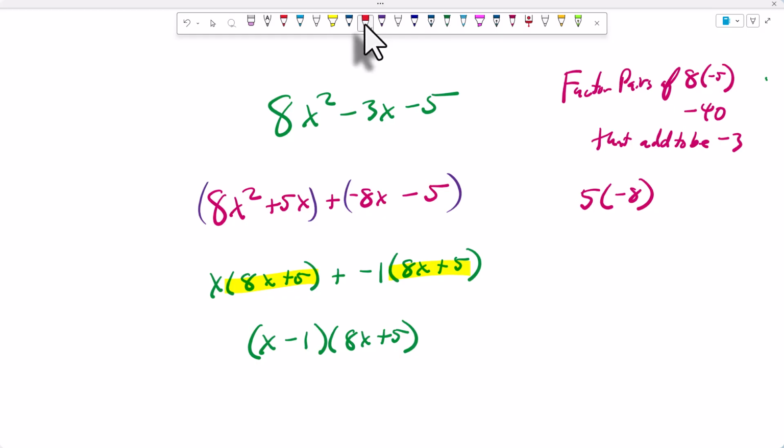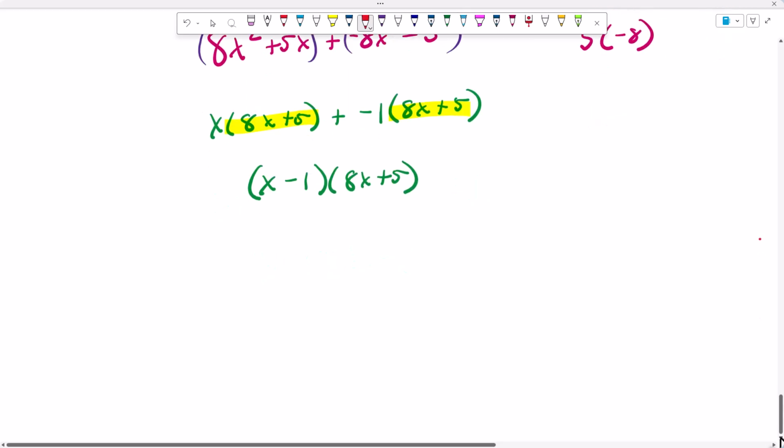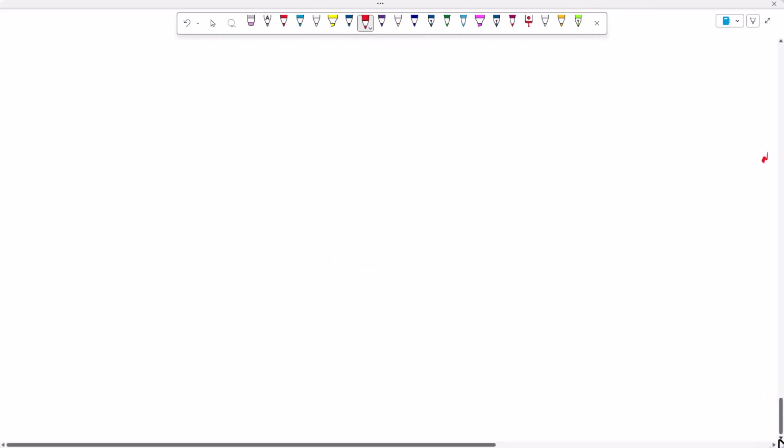Okay, what questions do we have so far? Okay, let's try another one. Actually, this again is not a trinomial. What term are we missing? Constant term. We can write a plus zero. That's not going to help. We need two numbers that multiply to be zero.